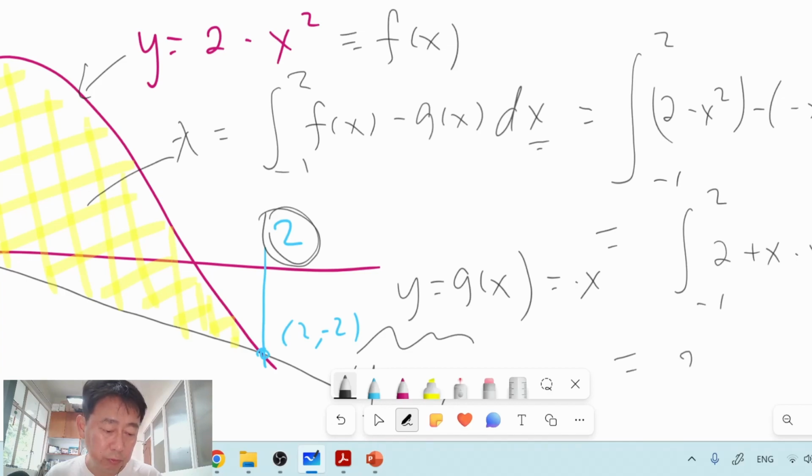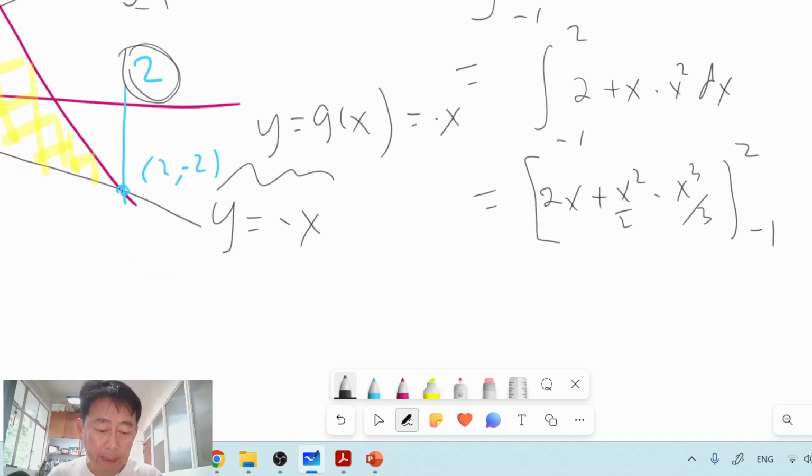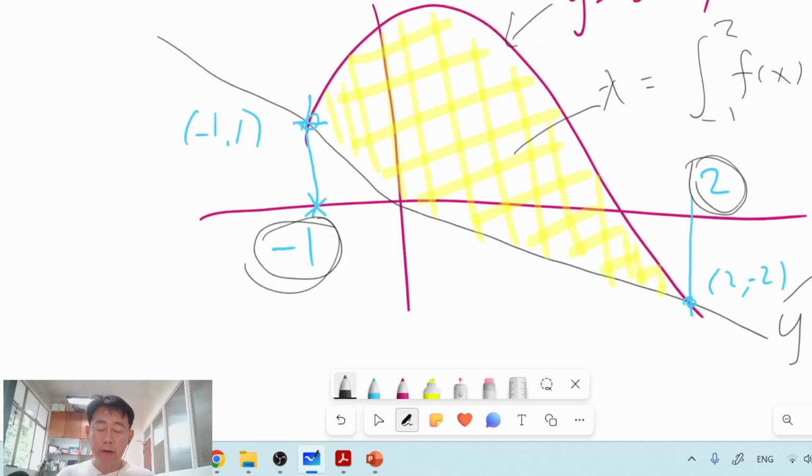This gives you 2x plus x squared over 2 minus x cubed over 3. Then you take the difference of this function between x equals 2 and x equals minus 1. Fill in all the details, and you will arrive at a value of 9 over 2. That is the area between the two curves.